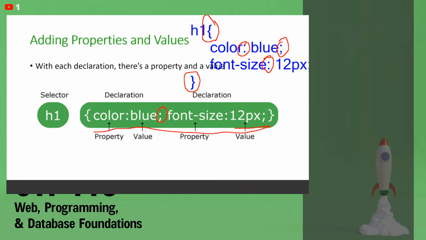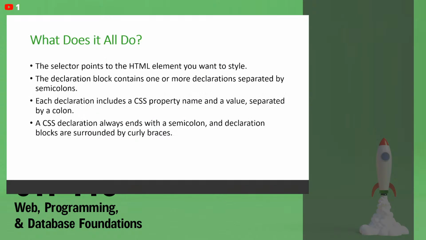But basically every single CSS rule is written in this exact same way. Once you get this basic structure down, you can work with any single CSS rule. You're just varying the property and varying the value of said property. So what exactly does this all do? The selector points to the HTML element that you want to style, and we'll talk about specificity and selecting a different element in just a moment. The declaration block contains one or more declarations separated by semicolons.